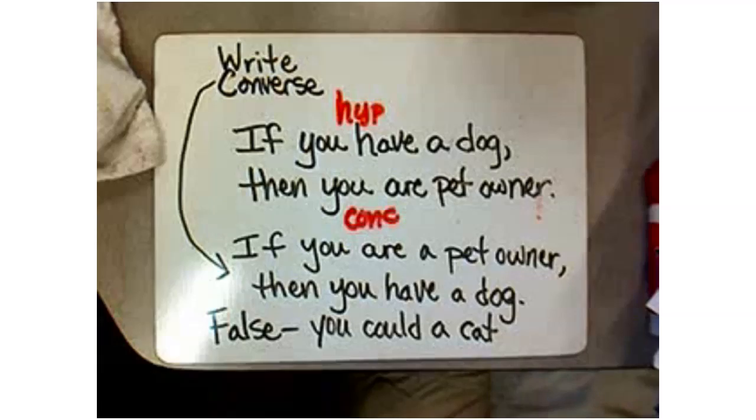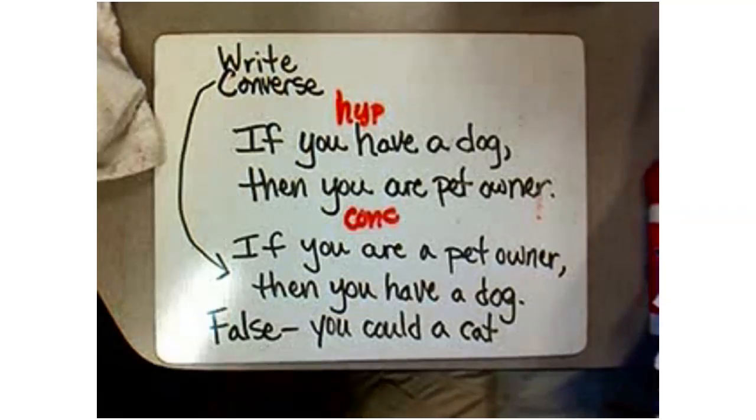Now, you just did this as a short answer style of question. If it was multiple choice, here are some choices for you to choose from, and you would have to find the best one. If you are a pet owner, then you have a dog. True. Well, they wrote it correctly, didn't they? But it's not true. A dog owner owns a pet. That's true, but it's not the converse, is it? If you are a pet owner, then you have a dog. False. You could have a hamster.